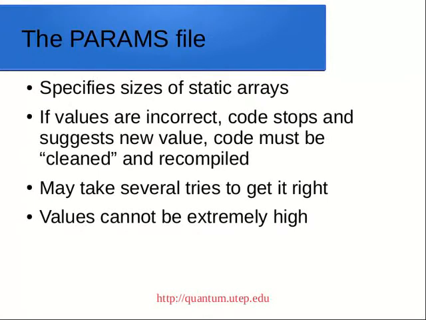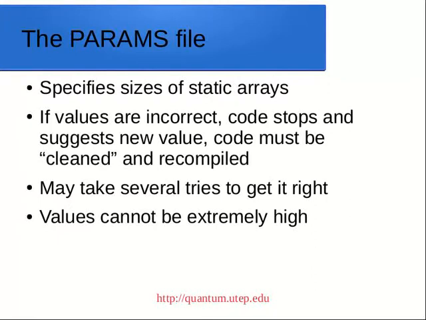There's also in the source code directory a file called params. This file just specifies the sizes of different static arrays that the program uses. If these values are incorrect for the system or the molecular structure that you're running, then the code will probably stop. It will suggest at the end of the output a new value for the parameter that must be changed.